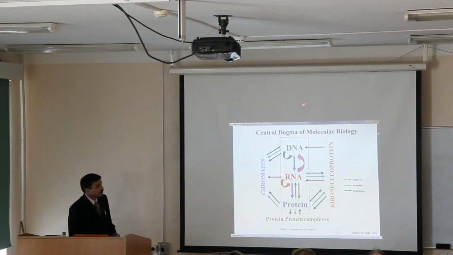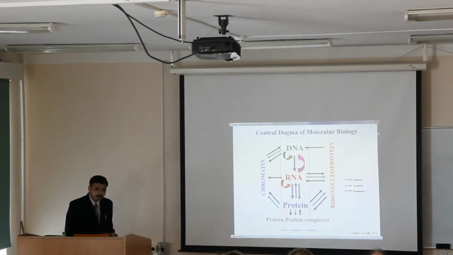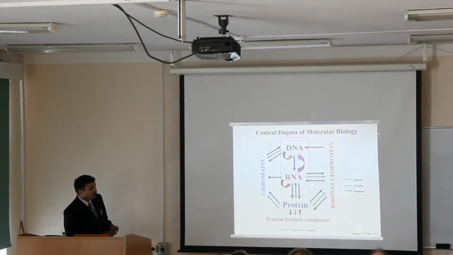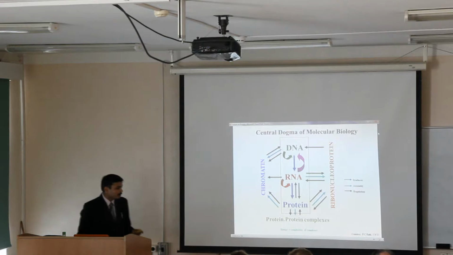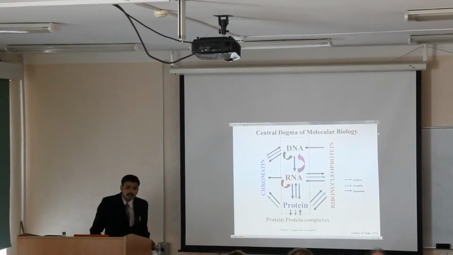This is the central dogma of molecular biology, how DNA, RNA and protein regulate each other. DNA is converted into RNA by a phenomenon called transcription. Then this RNA is reverse transcribed into DNA, called reverse transcription, and from this RNA the protein is synthesized by a phenomenon of translation. These DNA, RNA and proteins are regulated at the level of chromatin. This is called the central dogma of molecular biology, and this makes biology a complexity of complexes.